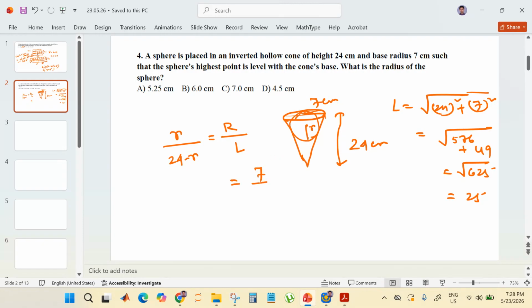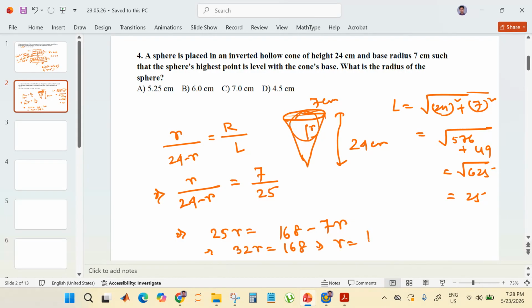So radius is 7, slant height is 25. r by 24 minus r will be equal to 7 by 25. So if I multiply and solve, 25r will be 7 into 24 minus r, that means 168 minus 7r. So 7r will be added to the 25r, it will be 32r equals 168. So r equals 168 by 32.